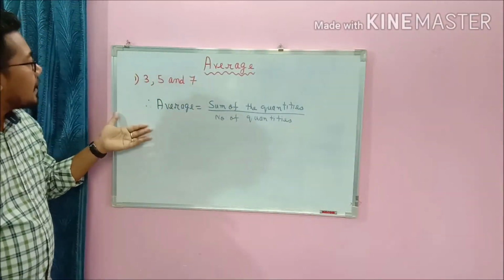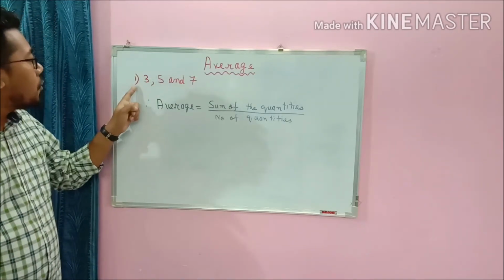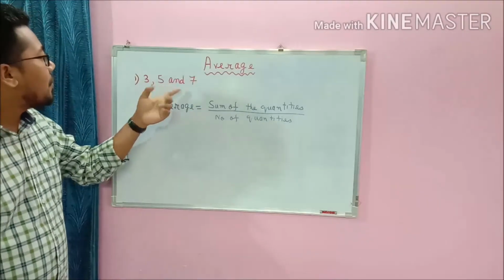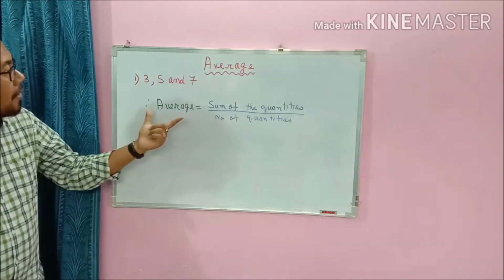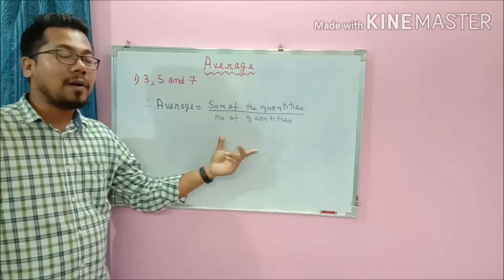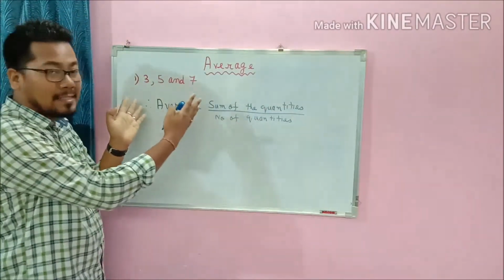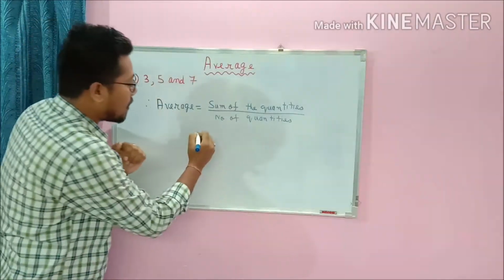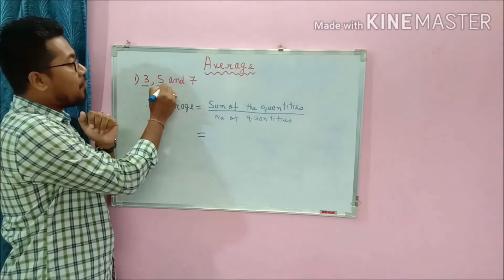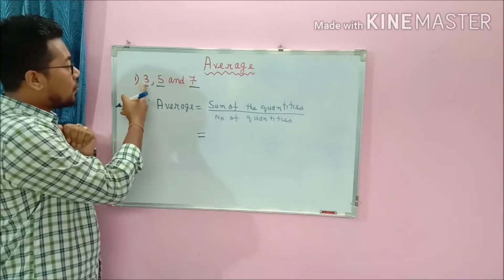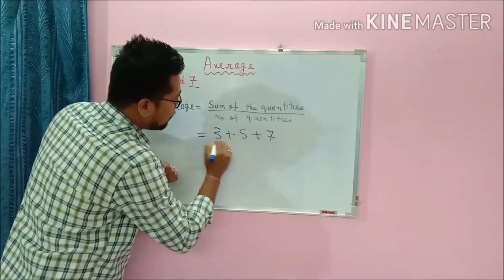So students, let us do some sums from the exercise now. In the exercise it is said to find the average of the following. The first question is 3, 5 and 7. As I have discussed, average equals the sum of the quantities divided by the number of quantities. No need to write this formula in all the sums; since this is the first sum, I am writing the formula. Sum of the quantities: first quantity, second quantity, third quantity, 3, 5 and 7. So we have to add 3 plus 5 plus 7.